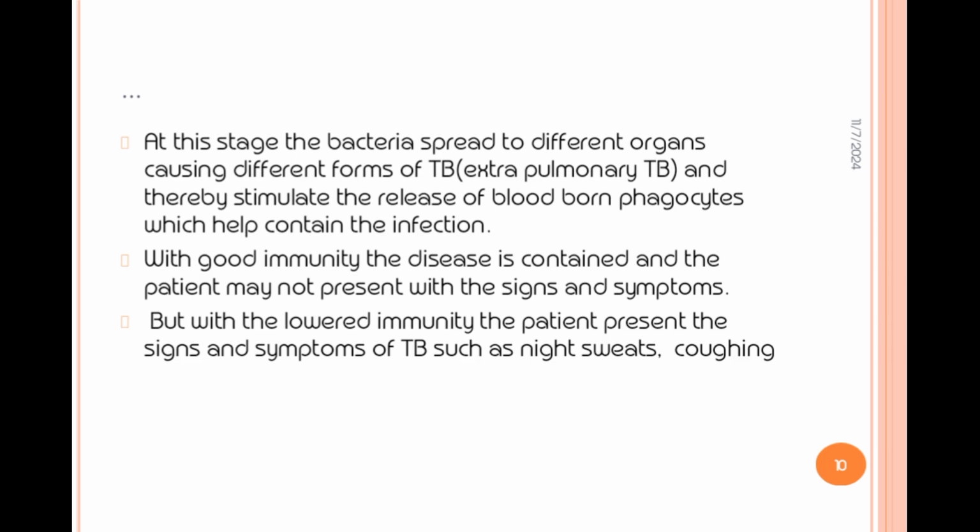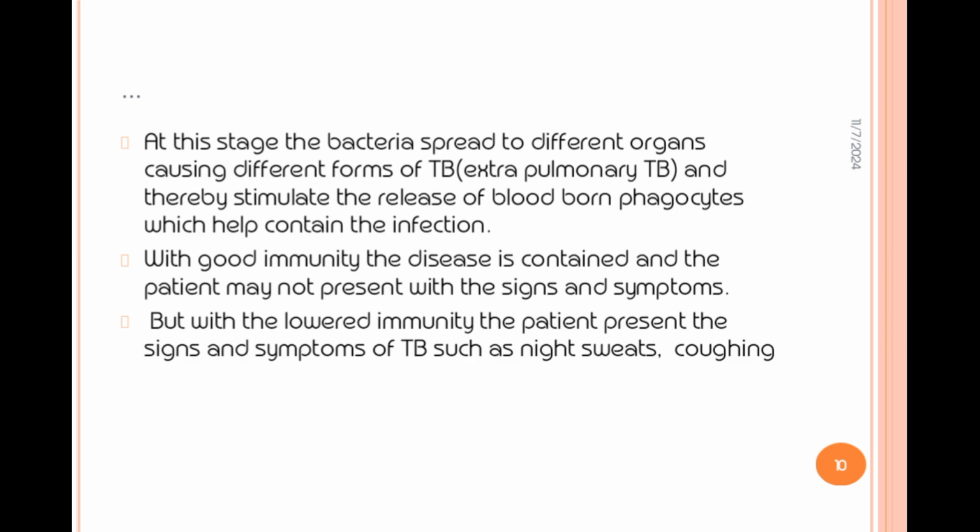So we continue. At this stage, the bacteria spreads to different organs. As it breaks loose, the organism now spreads to other parts of the body, causing extrapulmonary tuberculosis. It is going to affect other parts of the body, and thereby stimulates the release of blood-borne phagocytes which contain the infection. So with good immunity, the disease is contained and the patient may not present with any signs and symptoms. But if there is a lowered immune system, the signs and symptoms are going to be manifested.